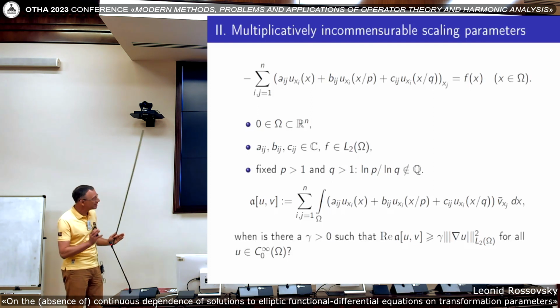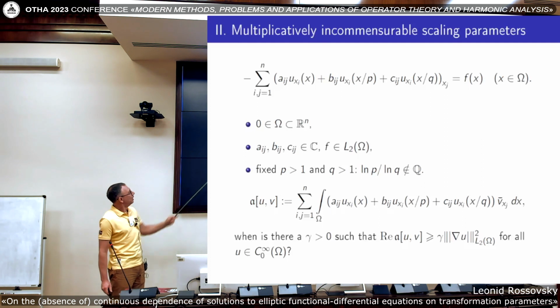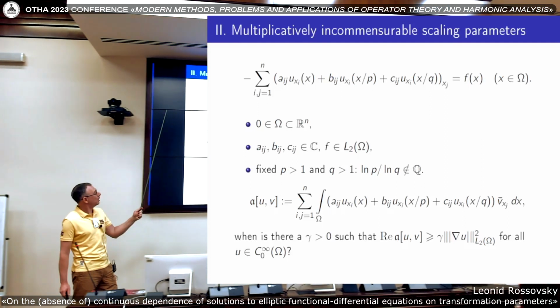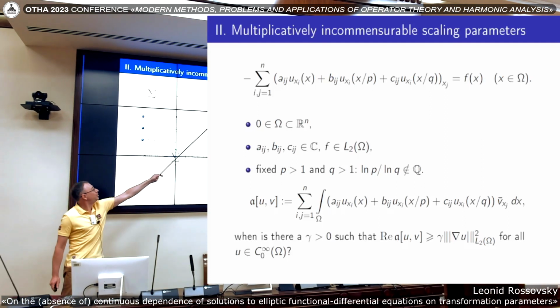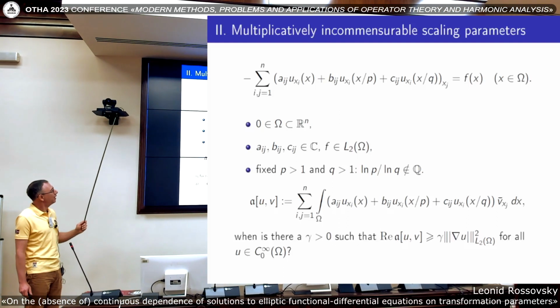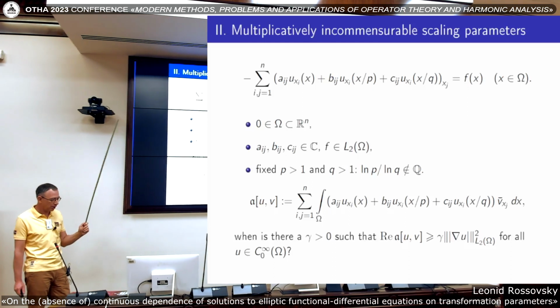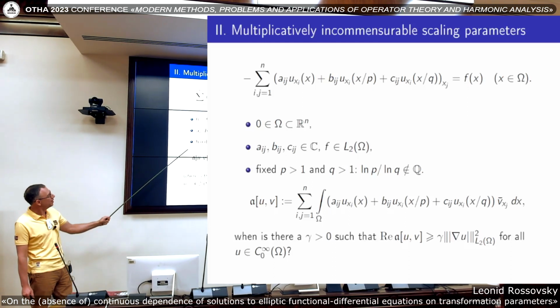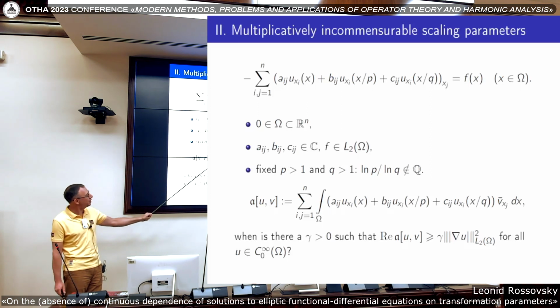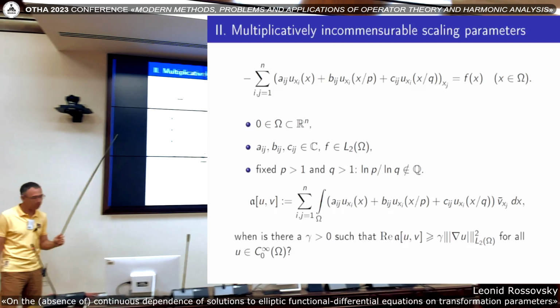So let us now consider the case where both of the parameters are fixed. And in doing this, we assume then P and Q are such that their logarithms are incommensurable. This is the principal assumption here.